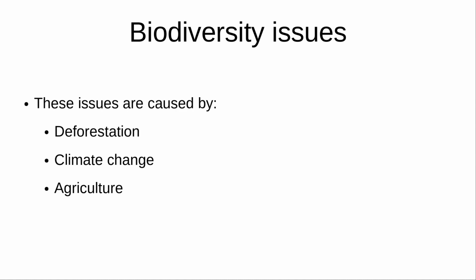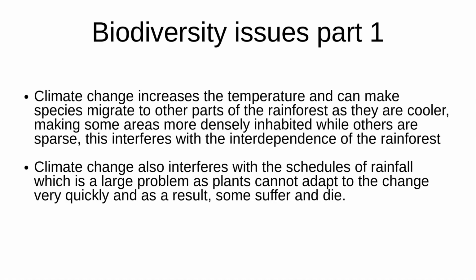Lastly, there are also issues of biodiversity in the rainforest caused by climate change, deforestation, and other acts. Climate change increases the temperature and can make species migrate to other parts of the rainforest as they are cooler, making some areas more densely inhabited while others are sparse. This as a whole interferes with the interdependence of the rainforest. Climate change also interferes with the schedules of rainfall, which is a large problem, as plants cannot adapt to the change very quickly, and as a result, some suffer and die.